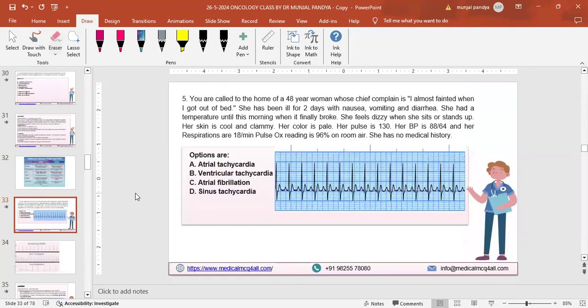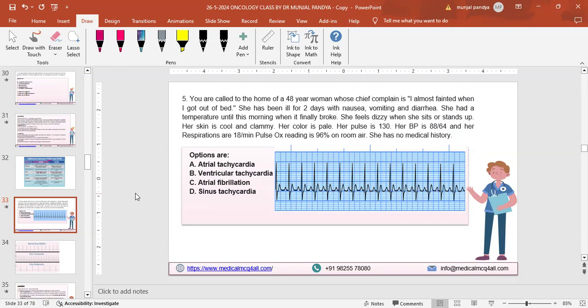Next question: you are called for a home visit, a 48-year-old woman whose chief complaint is, "I almost fainted when I got out of bed." She has been ill for 2 days with nausea, vomiting, and diarrhea. She had a temperature until this morning when it finally broke. She feels dizzy when she sits or stands up. Her skin is cool and clammy. Her color is pale.